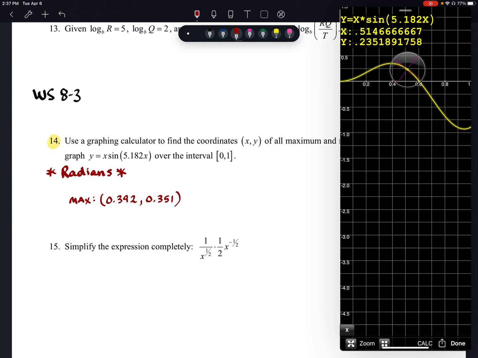And now I'll move it over here and I will find my minimum. Looks like I've got one right there. So for my minimum, the coordinates will be 0.948, and then the y coordinate will be negative 0.929.